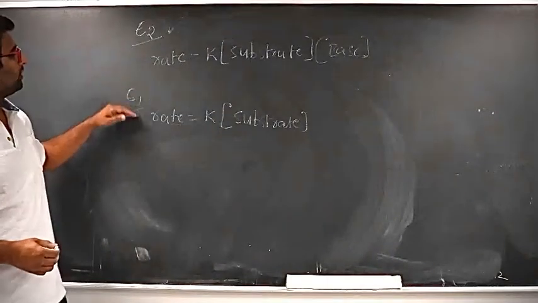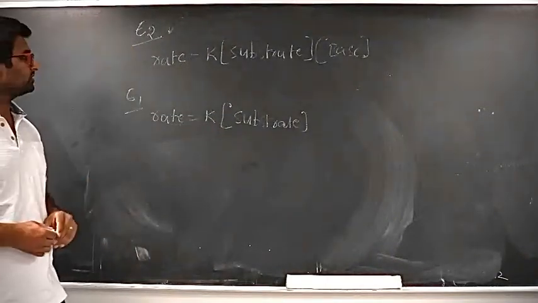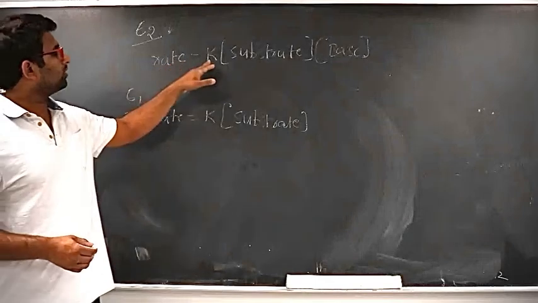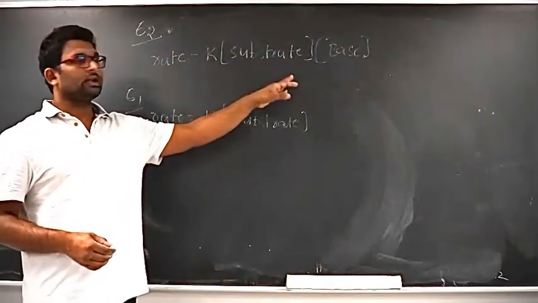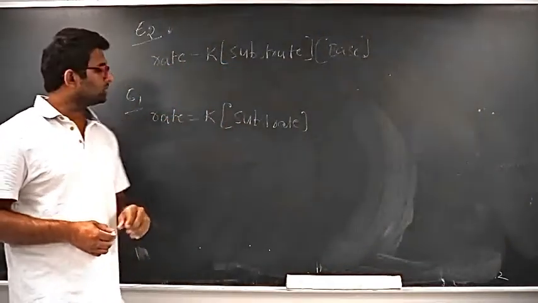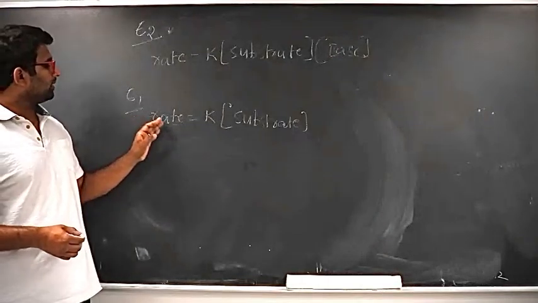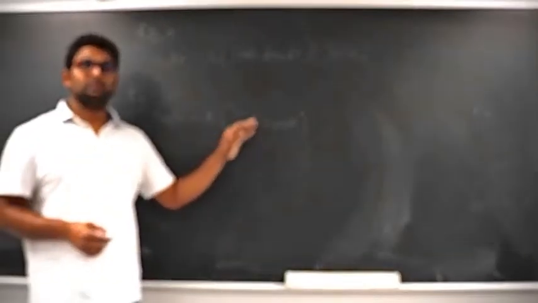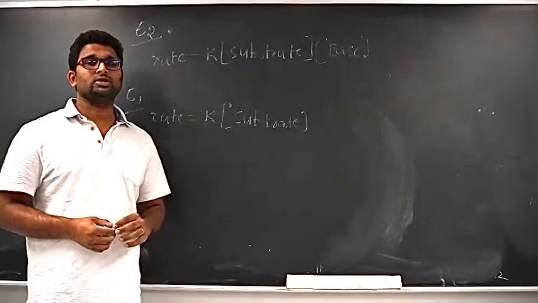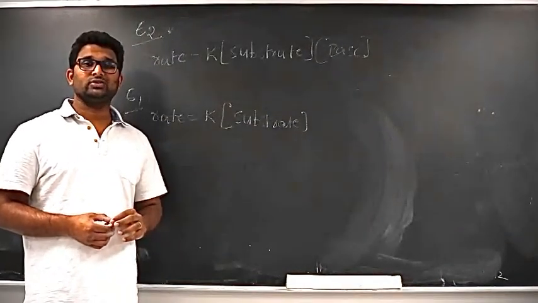These two are the rate equations for E2 and E1 reactions. The E2 rate depends on the substrate concentration and the base that we used. And for the E1 reaction, the rate only depends on the substrate, because the substrate is only involved in the formation of the carbocation, which is the rate determining step.